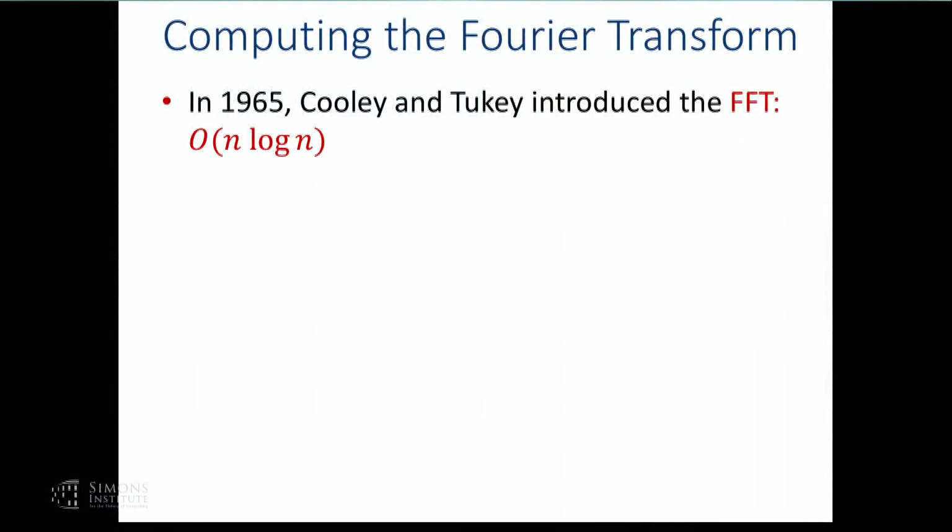In 1965, Cooley and Tukey came up with a great algorithm called the fast Fourier transform, the FFT. For a signal of length n samples, it computes the Fourier transform in n log n time. So it's almost nearly linear, and at the time it was a huge improvement. It made a lot of applications practical. But 50 years later, the FFT is no longer fast enough.